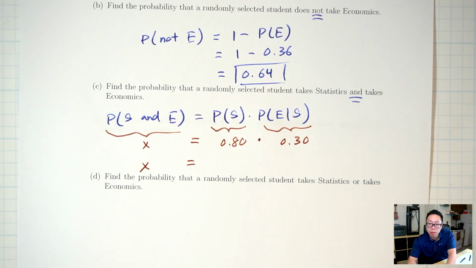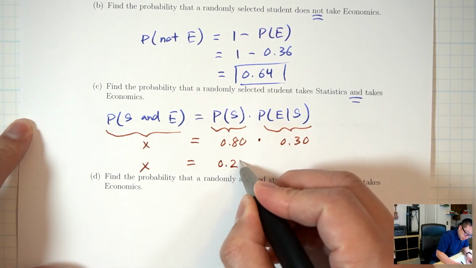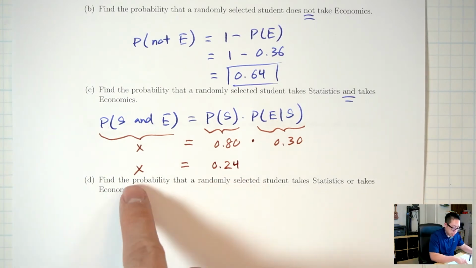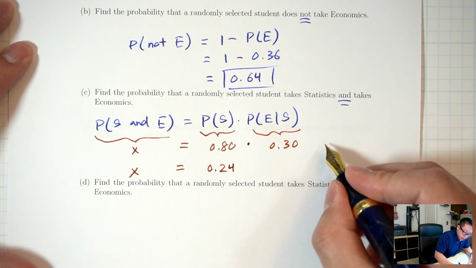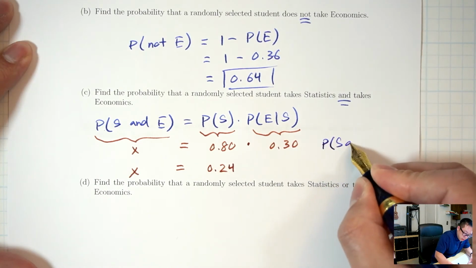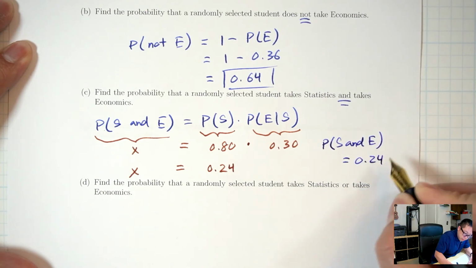0.80 times 0.30 is 0.24. Right, so what we found was X, and X was the and. So our answer here is S and E is equal to 0.24.